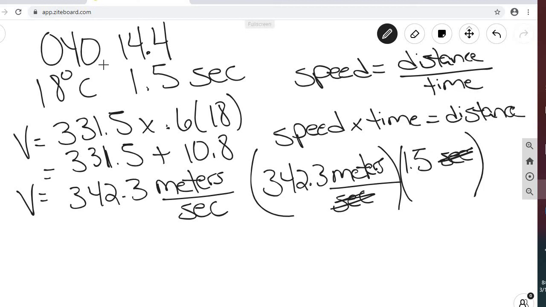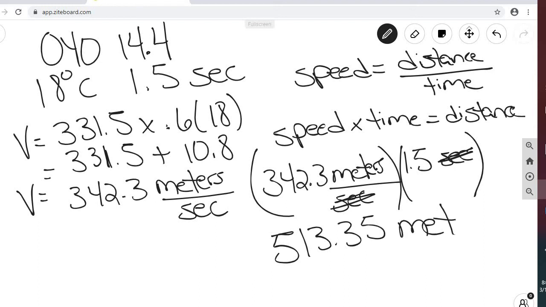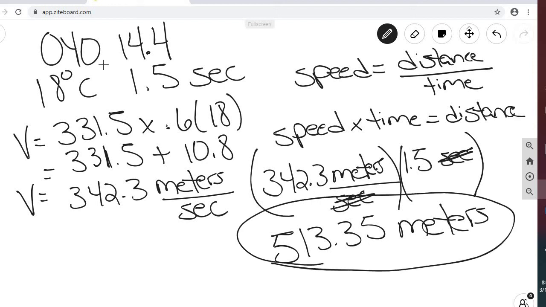So 342.3 times 1.5 is 513.35 meters. So the lightning flash occurred 513.35 meters away.